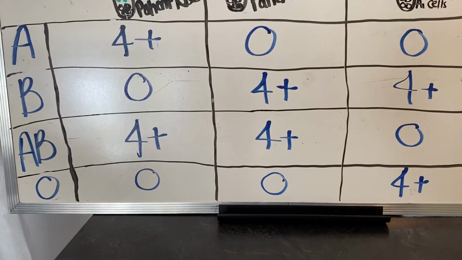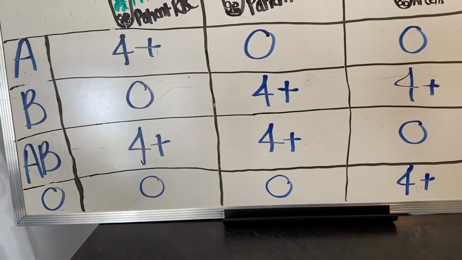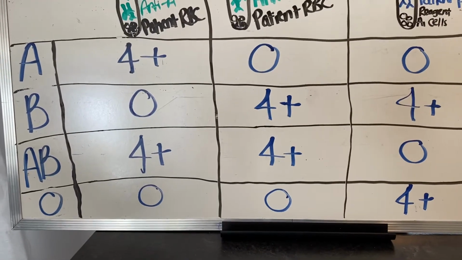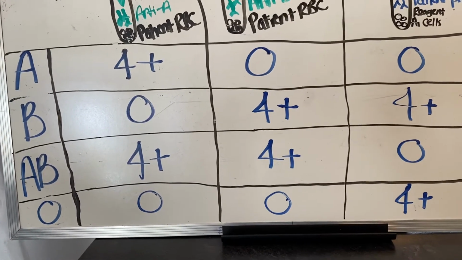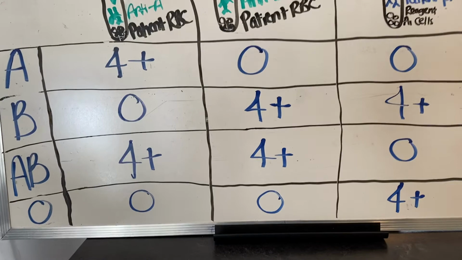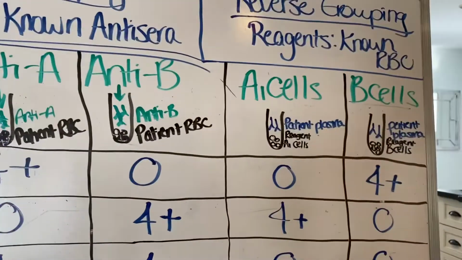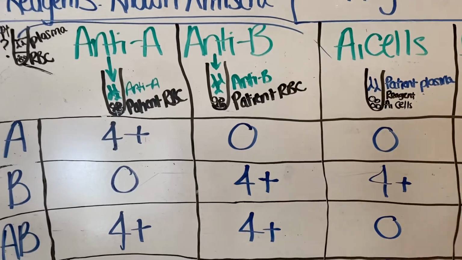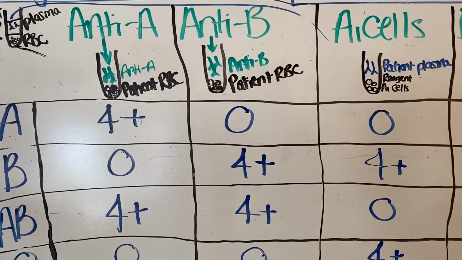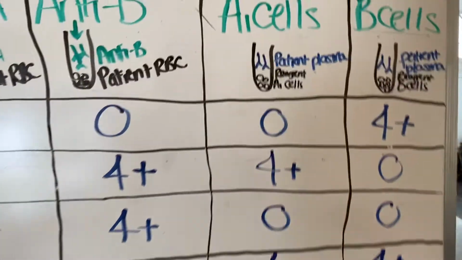And I know we haven't talked about cross matching yet, but a cross match is when you take the patient's plasma, and we know that the patient's plasma is where the antibodies are. So we would take patient plasma and we would mix it, just like these tubes here. It would be patient plasma with donor red blood cells. So it would be almost like this here.